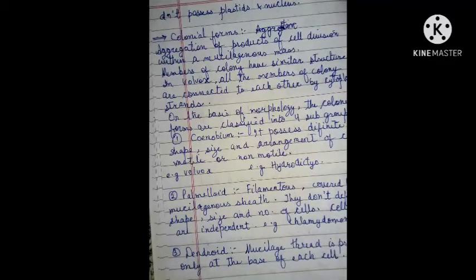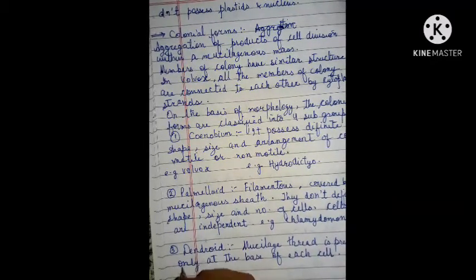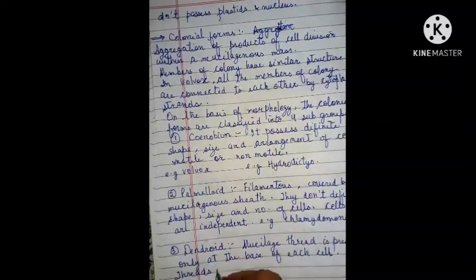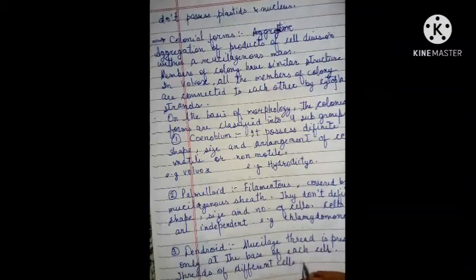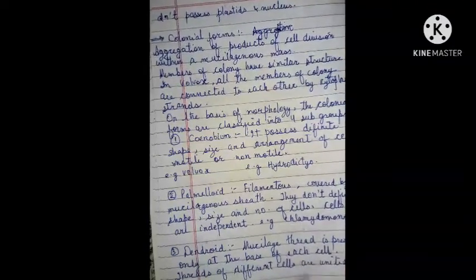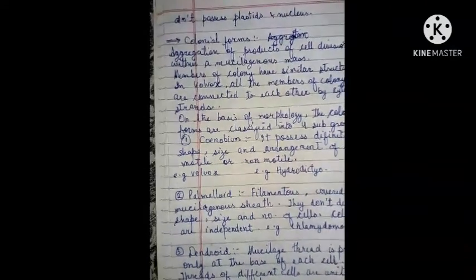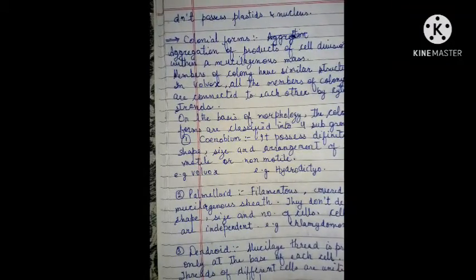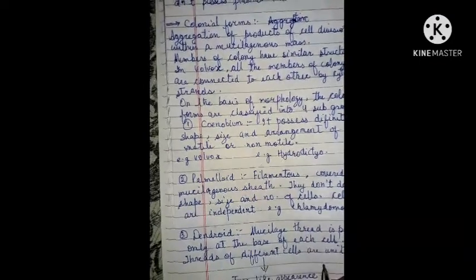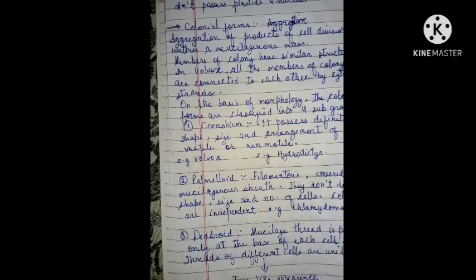And the threads of different cells are united to form a branched structure which gives a tree-like appearance. Example, Chrysodendron.